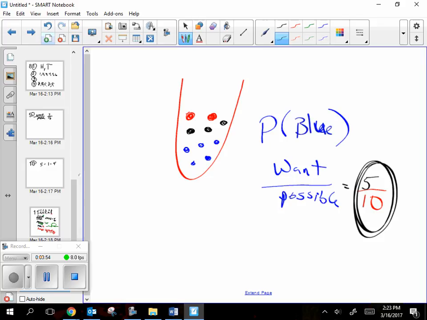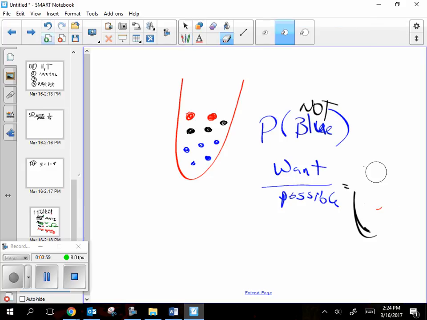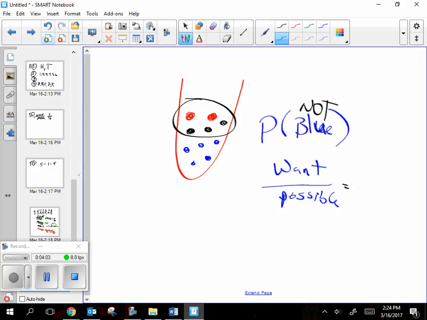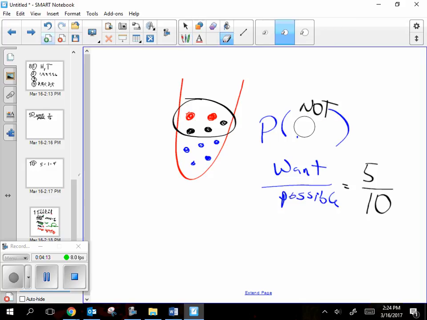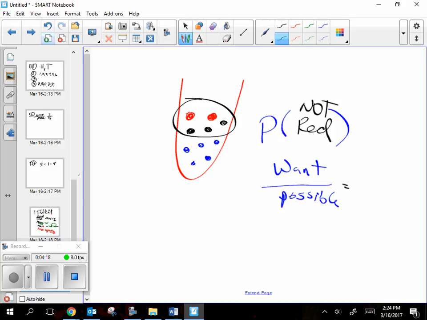What if they said, what's the probability of not getting a blue? Well, then what I want is everything that's not blue, and therefore it would be these guys, and there are 5 of those out of 10 things possible. All right, how about a more tricky one? Probability of not red. The probability of not getting a red one would be, well, there's a whole bunch that are not red. 1, 2, 3, 4, 5, 6, 7, 8. 8 of them are not red, and it's always out of the possible, which is 10.